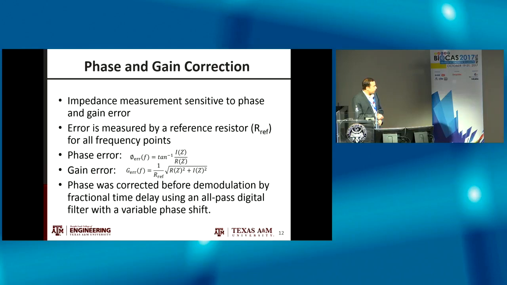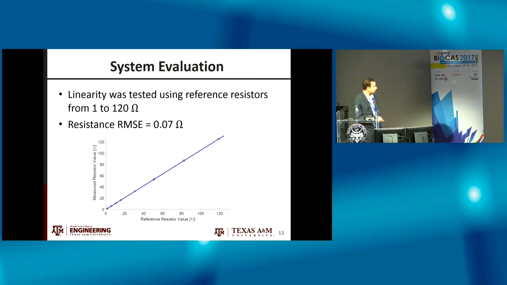For the correction phase, we do this for any bioimpedance measurement. First we correct the phase by dividing it into two steps. First, there is an integer time delay that I can apply in multiple steps of the ADC clock. And the residual time delay is handled by an all-pass digital filter with variable phase shift dependent on this residual time delay. And the gain is corrected by simple division in the digital domain. All the digital signal processing is done in MATLAB.